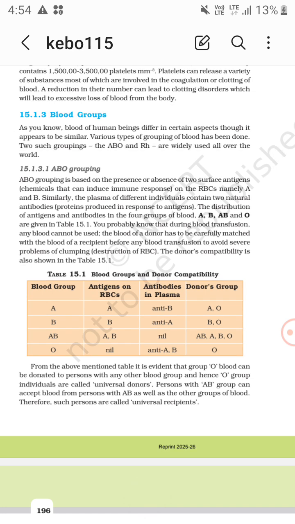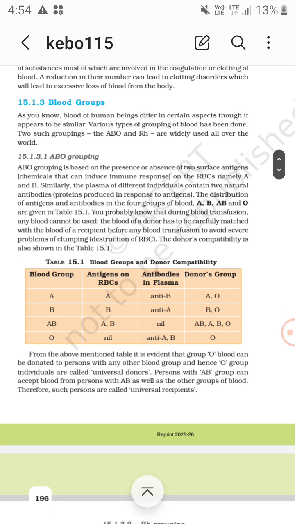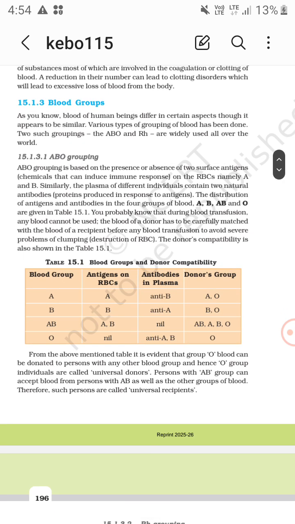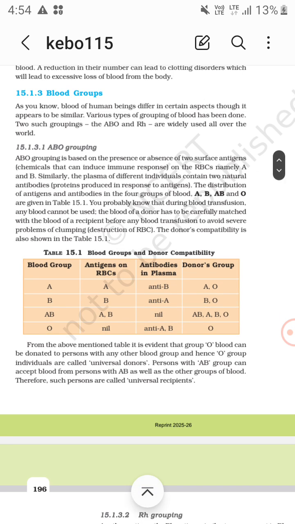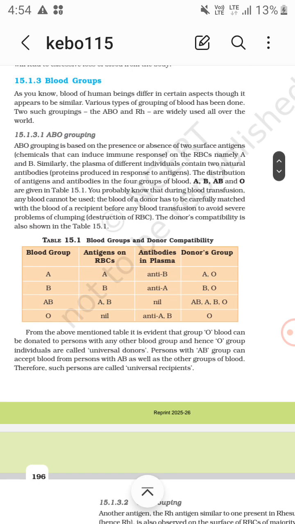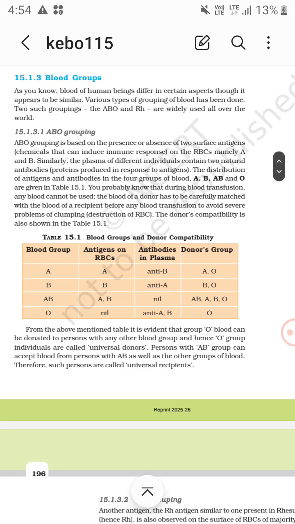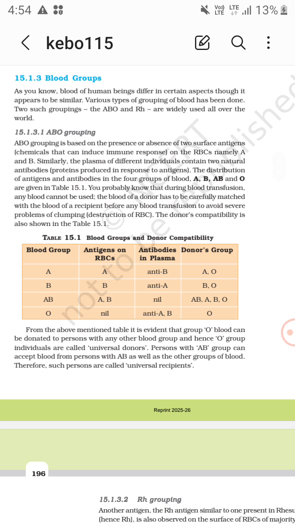Now what are antigens? These are the chemicals that can induce an immune response, so that B lymphocytes can produce antibodies against them. The antigens are on the RBCs, namely A and B. Similarly, the plasma of different individuals contains two natural antibodies, proteins produced in response to antigens. Now the distribution of antigens and antibodies in the four groups of blood, A, B, AB and O, is given in the diagram.